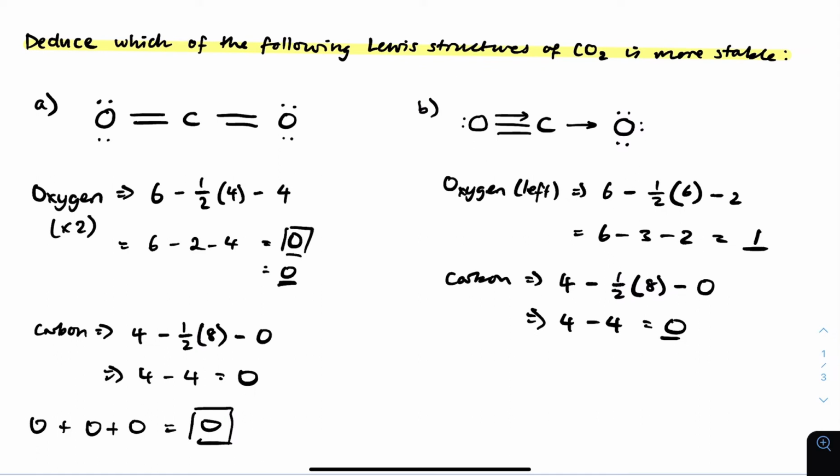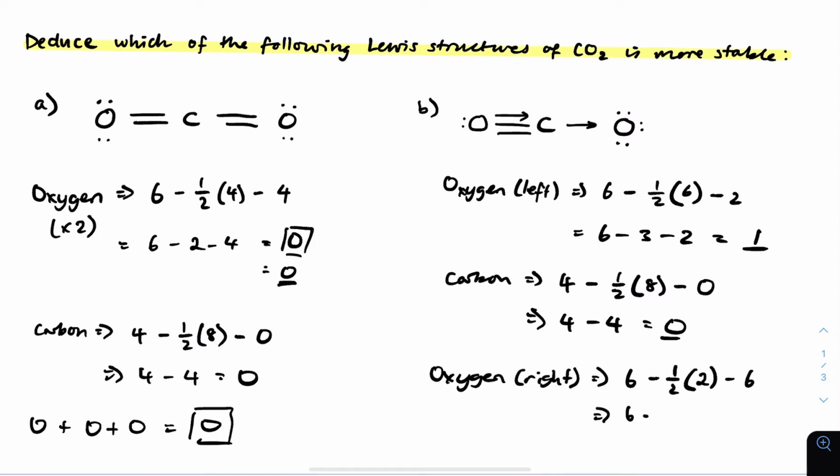Now we can move on to the oxygen on the right. The outer shell electrons will be 6. 6 minus half of the bonding. In this case, we've only got 1 line between the carbon and that oxygen. So we're going to say that there are 2 bonding electrons. And then you subtract the lone pair electrons, and there are 6. So this gives us 6 minus 1 minus 6, which is equal to -1. When we add these up, interestingly enough, we get 1 plus 0 and then minus 1, which is equal to 0. Now, you might think, oh, they're both 0, so they're both equally stable.